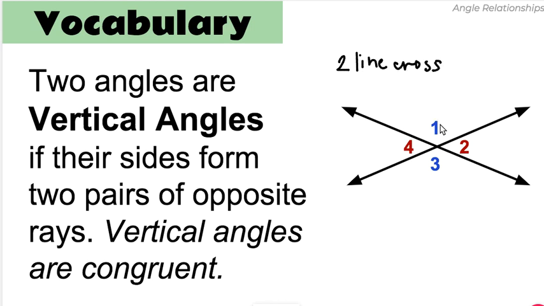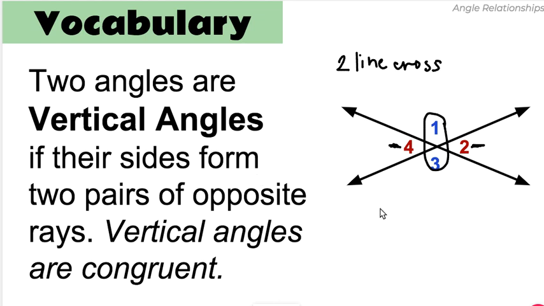And what happens is our angles that are opposite from each other are congruent. Those are vertical angles. So vertical angles are across from each other. That means 2 and 4 could also be considered vertical angles, even though they're laid out horizontally. That doesn't matter. We're looking for two lines crossing. Opposite angles are going to be congruent.